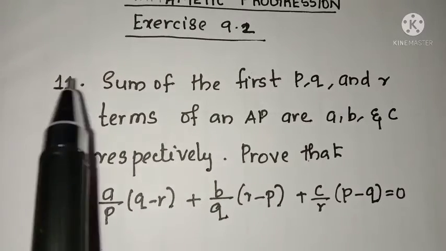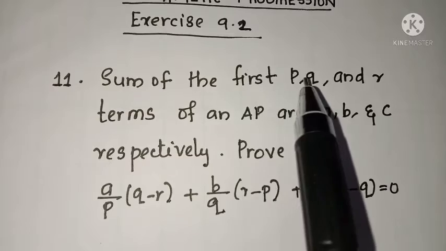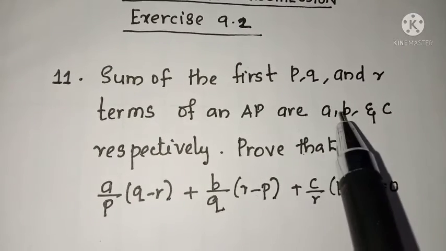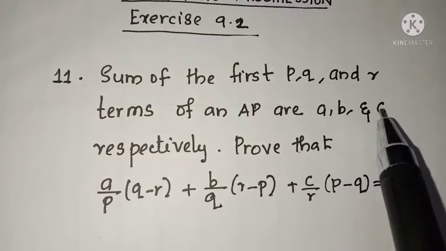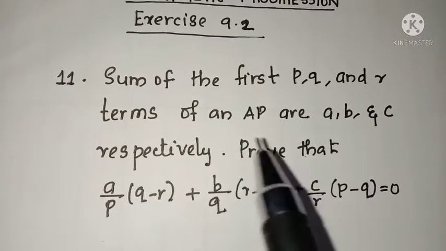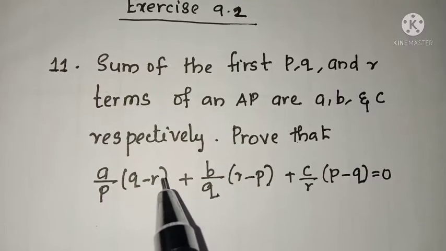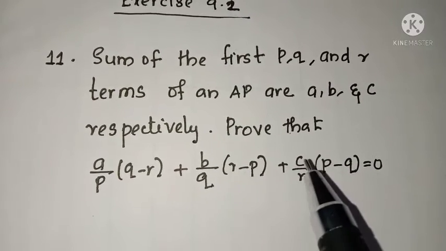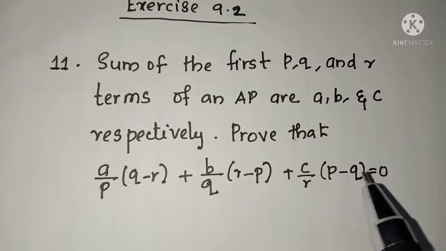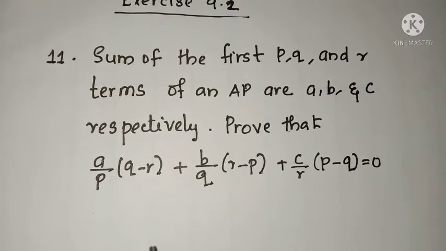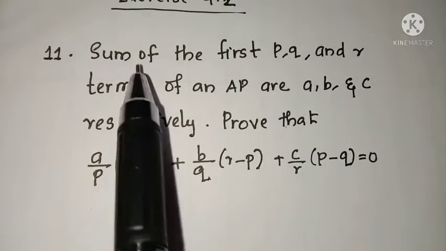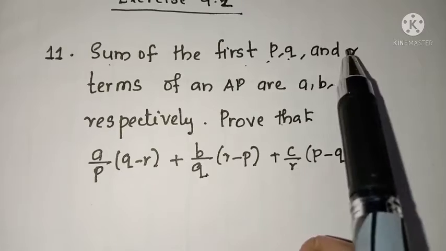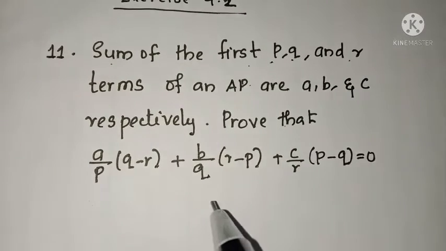Question number 11. The sums of the first P, Q and R terms of an AP are A, B and C respectively. Prove that A by P into (Q minus R) plus B by Q into (R minus P) plus C by R into (P minus Q) equals 0. Listen, the sums of the first P terms, Q terms and R terms are given.